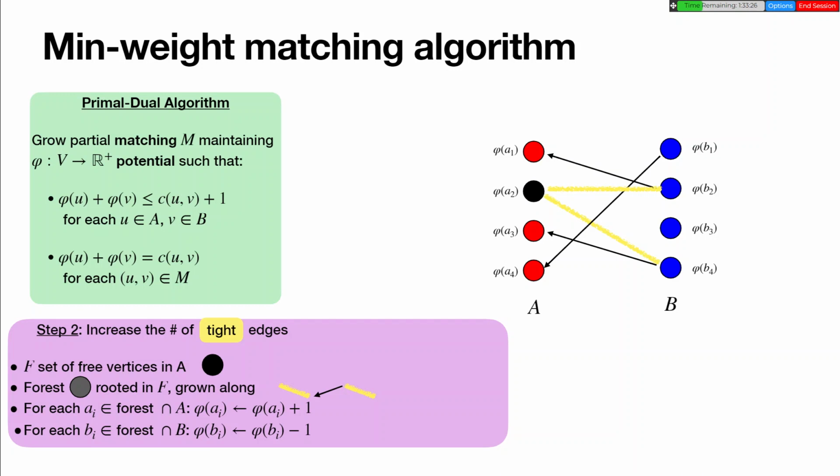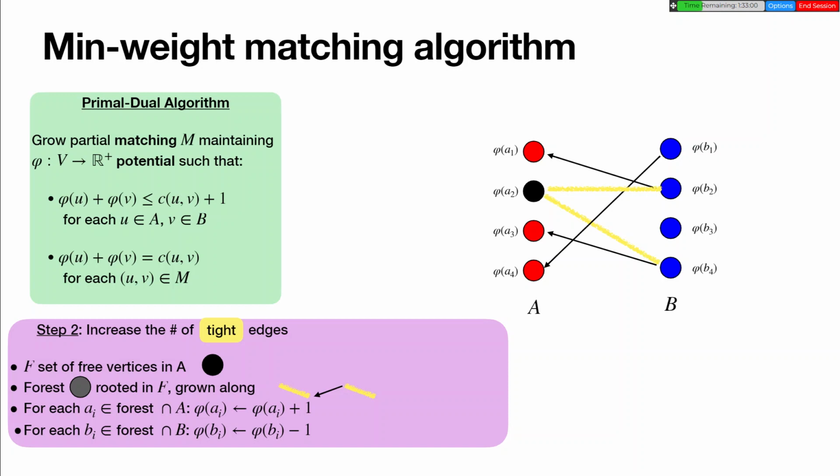And the second step is meant to increase the number of tight edges. So the first step basically ensures that as long as there are tight edges, we're growing our matching. But what if there are no tight edges? Then what we do, step 2, is increase the number of tight edges. And to do that, we start coloring in black the free vertices in A on the left hand side.